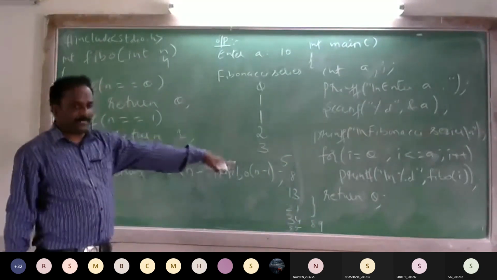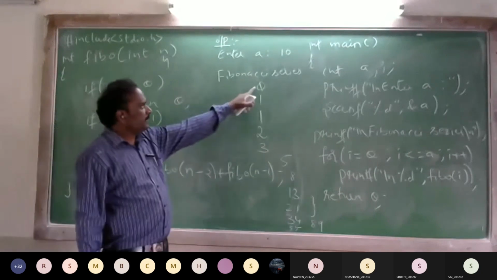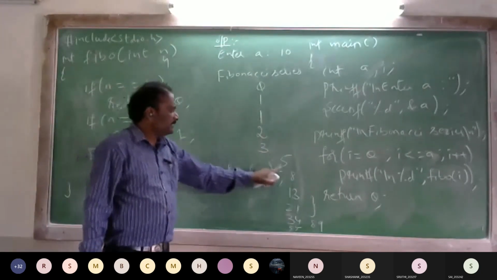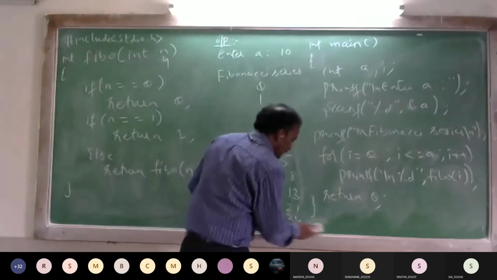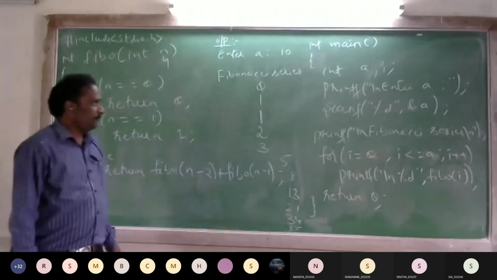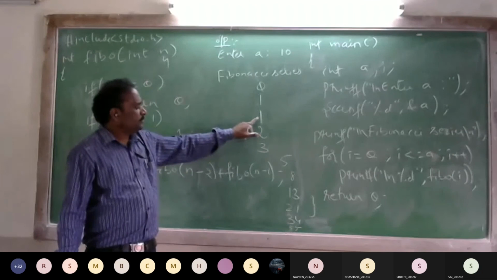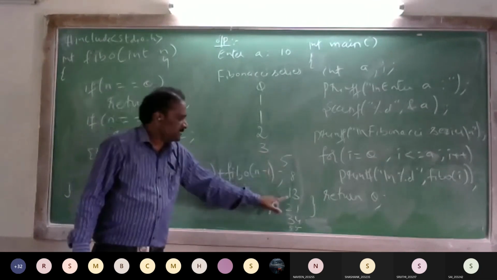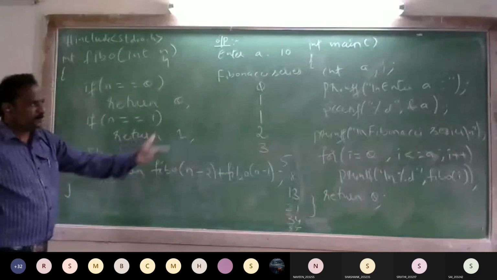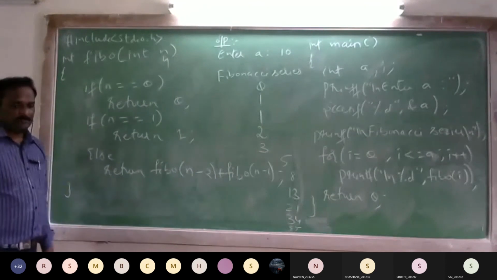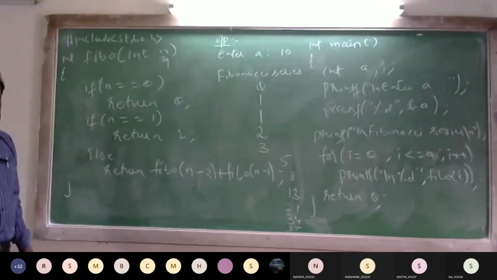Now I is 11, and 11 is not less than or equal to 10. So how many numbers are there? 1, 2, 3, 4, 5, 6, 7, 8, 9, 10, 11. So it goes only up to 55. Fibonacci of 0, 1, 2, 3, 4, 5, 6, 7, 8, 9, 10. When Fibonacci of 10 is computed, I becomes 11. By that time, the values are printed onto the output screen.